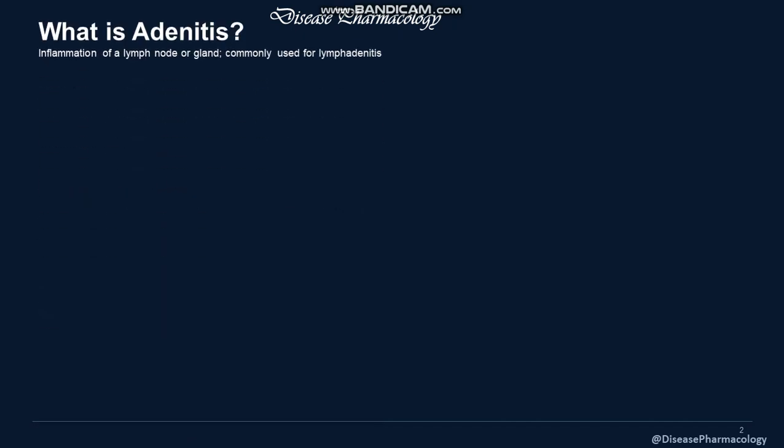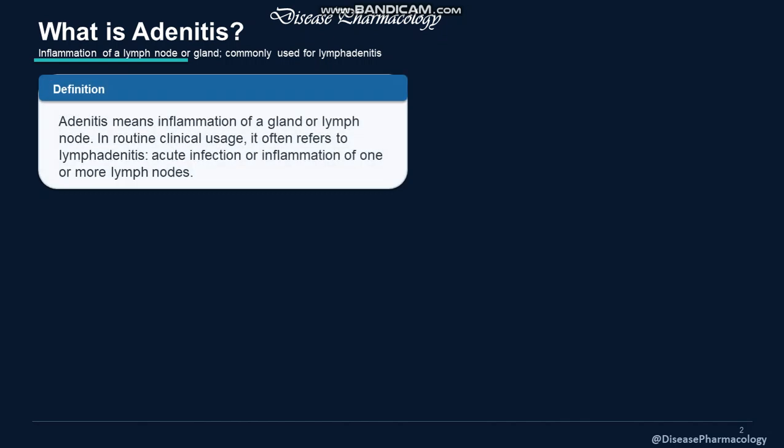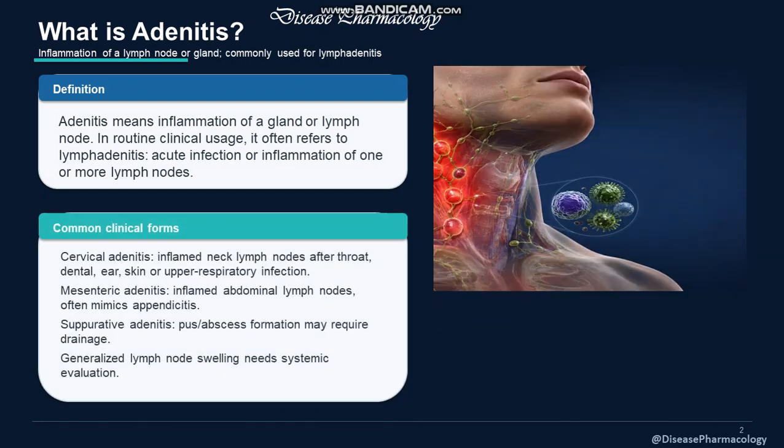Adenitis and neuronal linkage. So, what is adenitis? It's an inflammation of one or more lymph nodes. In routine clinical usage, it is often referred to as lymphadenitis. Common clinical forms are cervical adenitis, mesenteric adenitis, suppurative adenitis. Generalized lymph node swelling needs systemic evaluation.